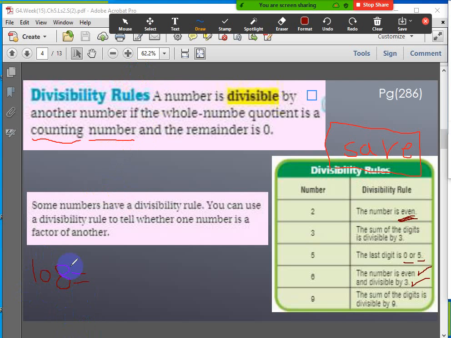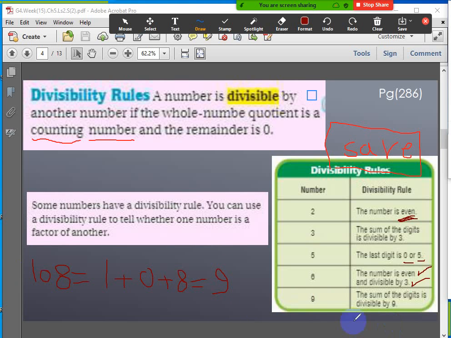Okay, so look at this number. This number is divisible by 9. The rule told me that the sum of the digits must be divisible by 9. Let's add the digits. The first one is 1. The second one is 0. The third one is 8. Add 1 plus 0 equals 1. 1 plus 8 equals 9. So look, the sum of the digits is 9.